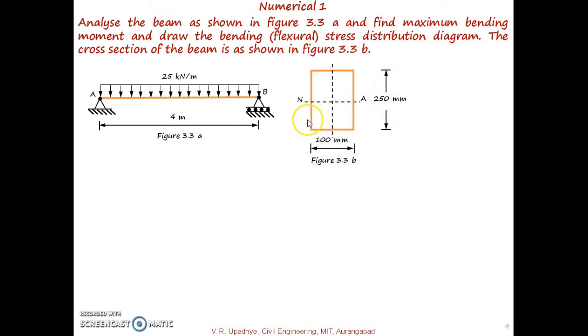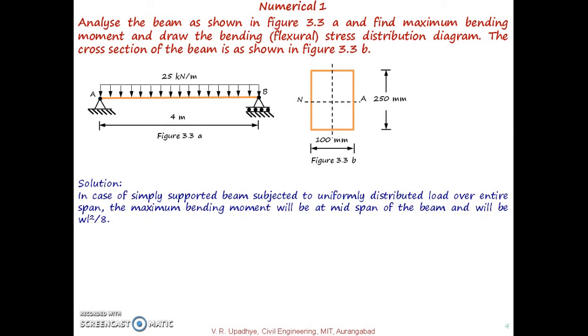So if this is the case, then first of all it is asked to find the maximum bending moment. You are aware that in case of a simply supported beam subjected to uniformly distributed load over the entire span, the maximum bending moment will be at mid span, and it will be WL square by 8. Here small w stands for the magnitude of uniformly distributed load, and L is the span of the beam. So the maximum bending moment will be WL square divided by 8.